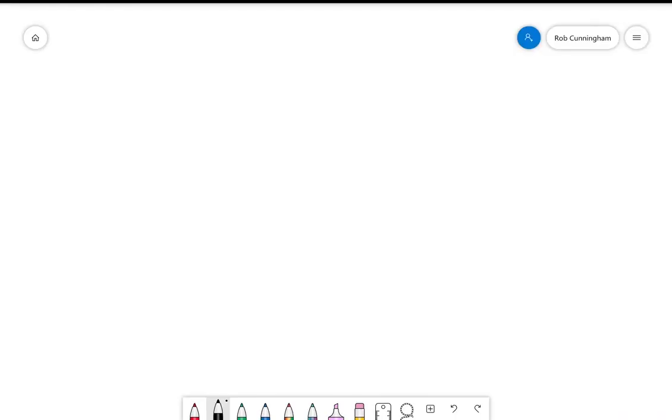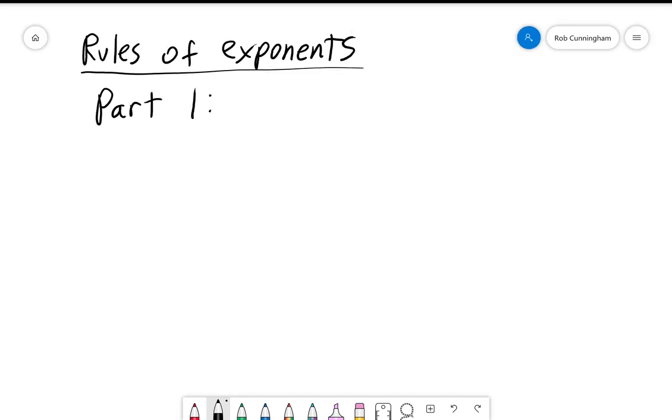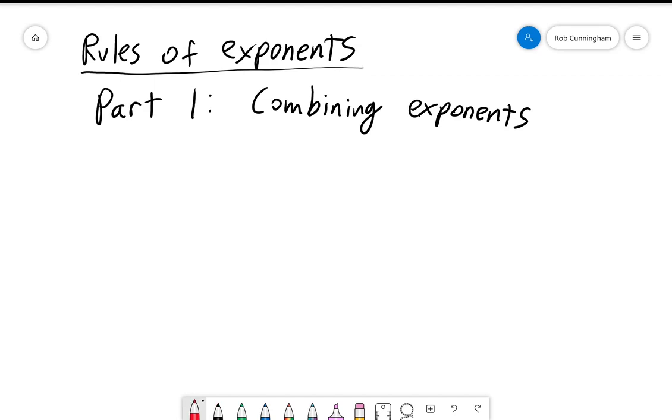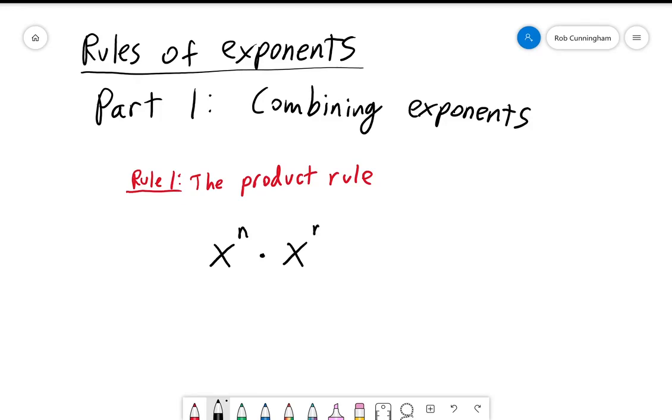Today's video is going to be part 1 of rules of exponents. Specifically, we are going to talk about combining exponents. Rule 1 is the product rule. That is when you have some base to an exponent times that same base to some other exponent. And the way you get that, as most of you already know, is to add the exponents.